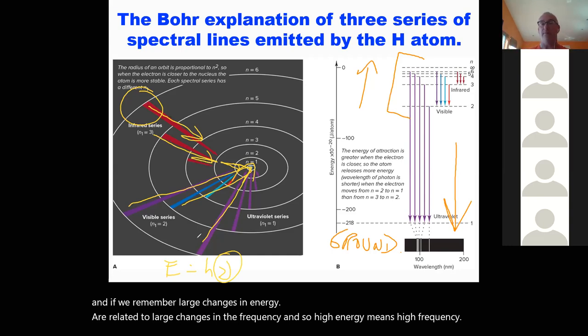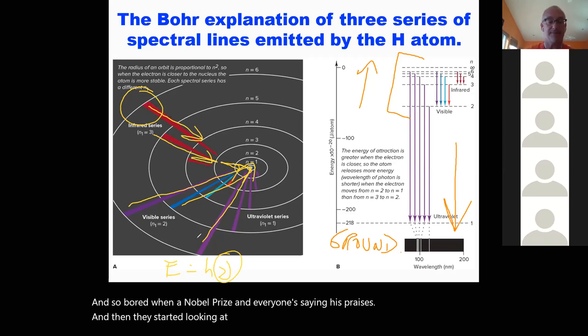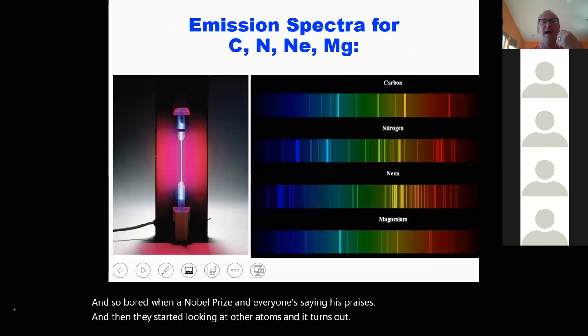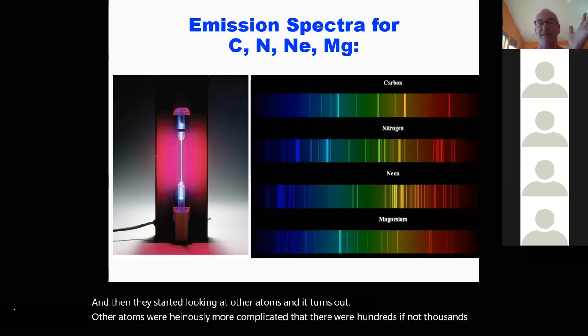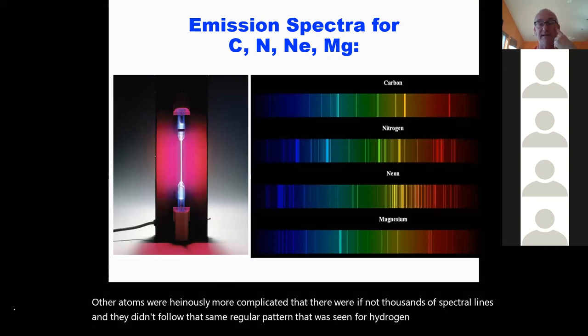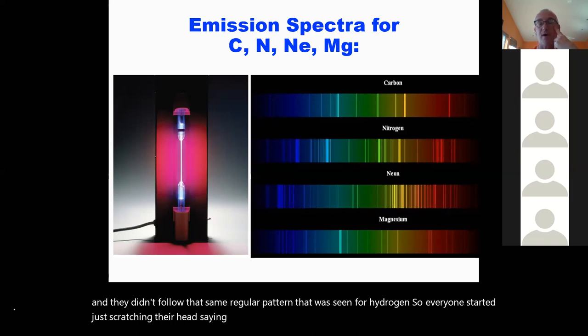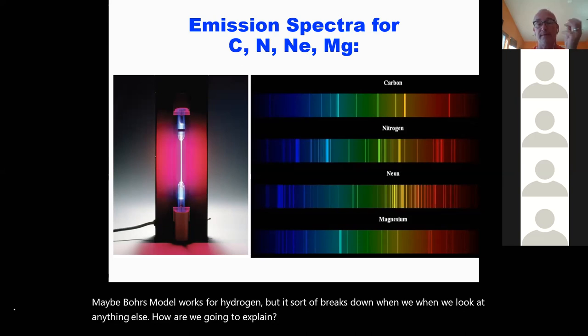And so Bohr won a Nobel Prize and everyone sang his praises. And then they started looking at other atoms. And it turns out other atoms were heinously more complicated, that there were hundreds, if not thousands, of spectral lines, and they didn't follow that same regular pattern that was seen for hydrogen. And so everyone started scratching their heads, saying, well, maybe Bohr's model works well for hydrogen, but it breaks down when we look at anything else. How are we going to explain what's going on here?